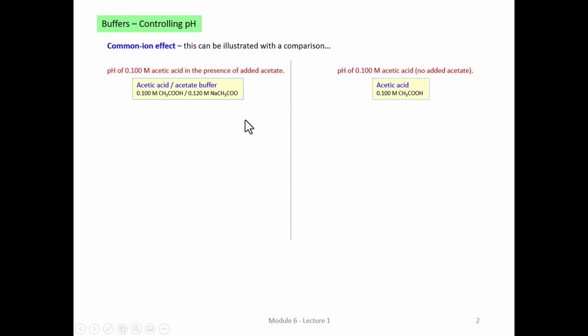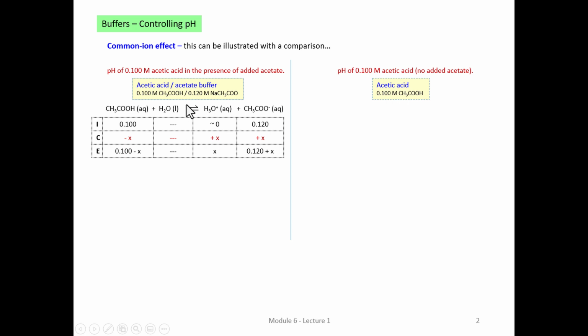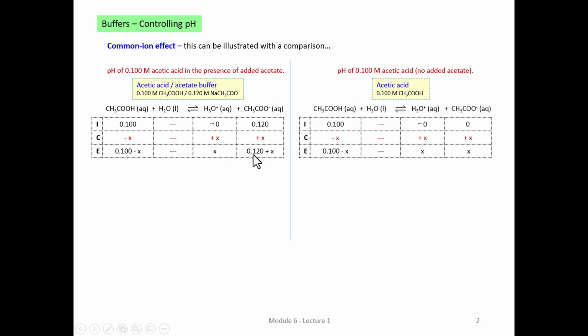If we do the calculation for the buffer as we did on the previous page, the ice table would look like this. The ice table for the acetic acid with no added acetate, of course, looks very similar, except we started with no added acetate. So the equilibrium row looks identical except for the fact that there's an X here under acetate rather than 0.120 plus X.